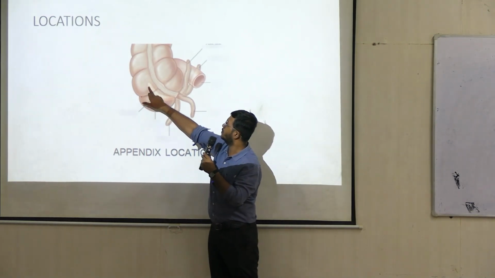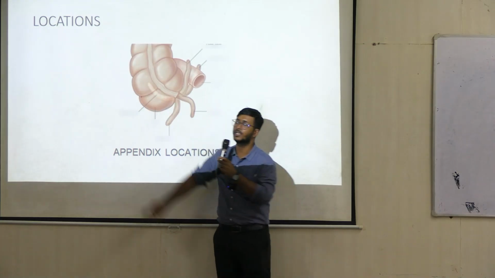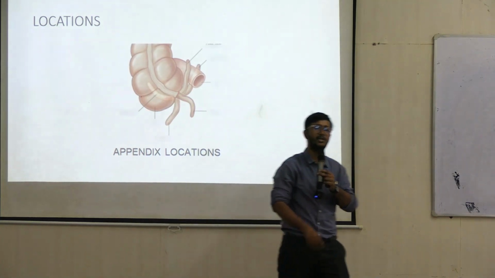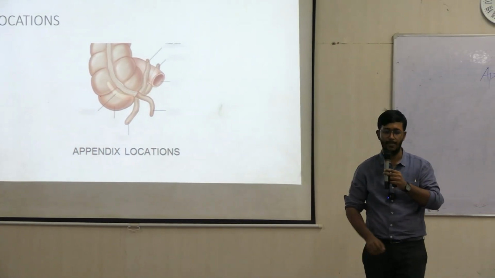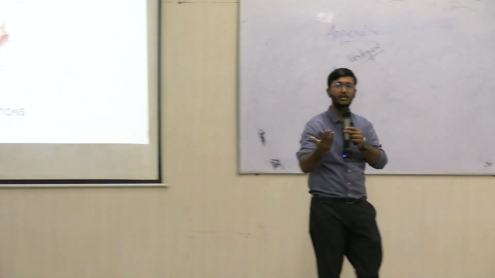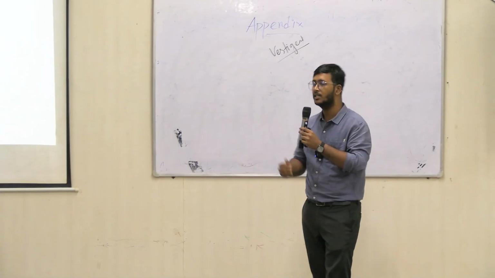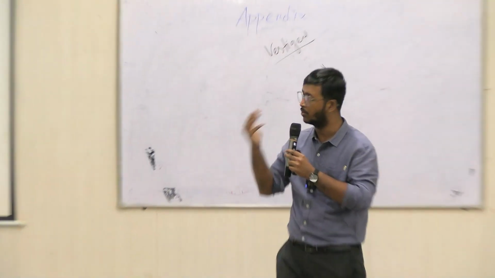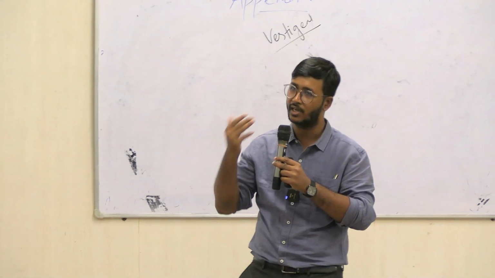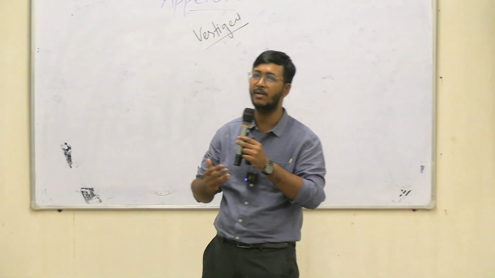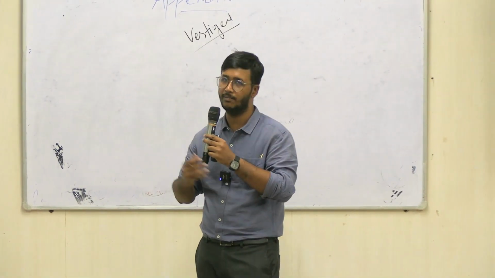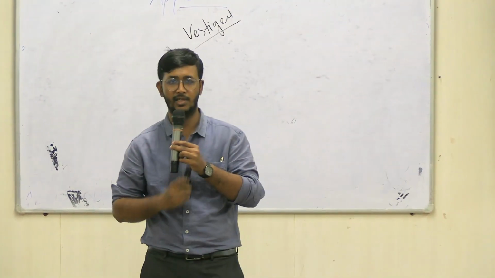Then we have this one, which is the most common location of your appendix, that is retrocecal. Retrocecal means behind the cecum. So these are the various locations where the appendix can be found, and among them 74% to 80% of the time it is behind the cecum. We call it retrocecal.